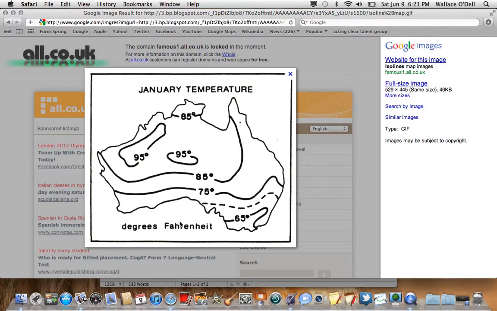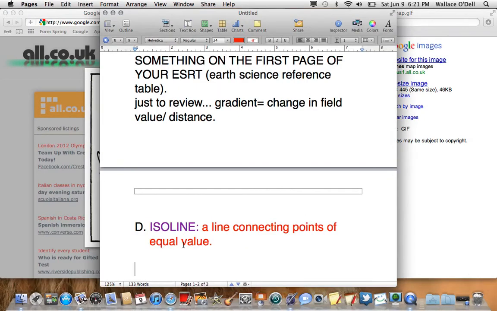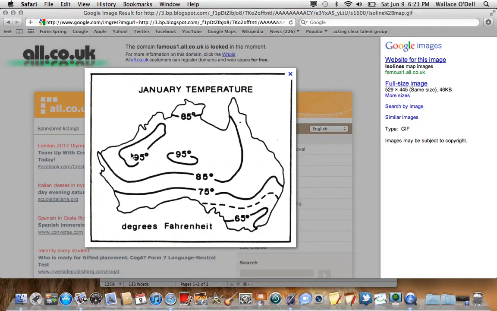So, January temperature, degrees in Fahrenheit. These are isolines right here. As you can see, back to what we were saying, equal value. 95, it's going all over where the January temperature, the area where it was 95 degrees, and that's equal value. Right where the line is, the black line, that is 95 degrees. And over here is 95 as well. This is 85, this is 75, and this is 65, and this is 85. So as you can see, lines of equal value, the 85 goes over here, and it goes across the water or whatever, and then it comes back to 85.